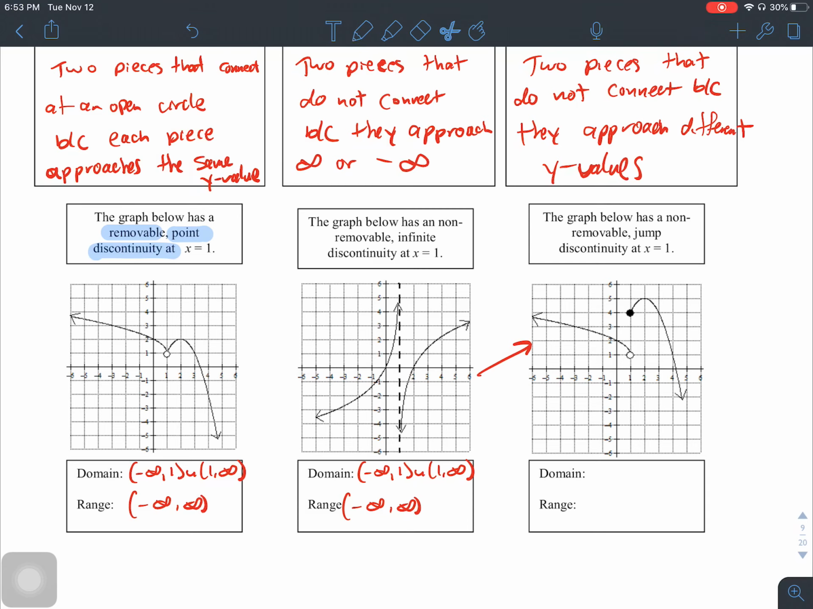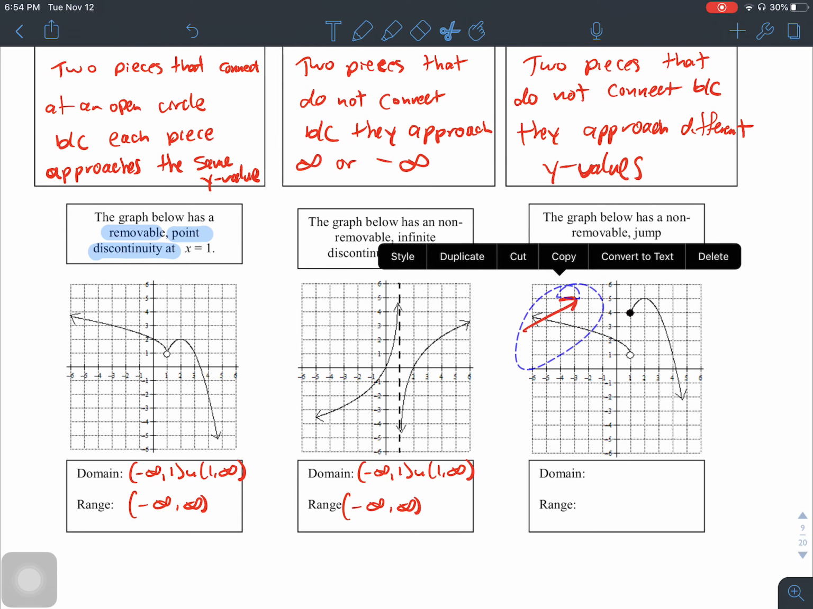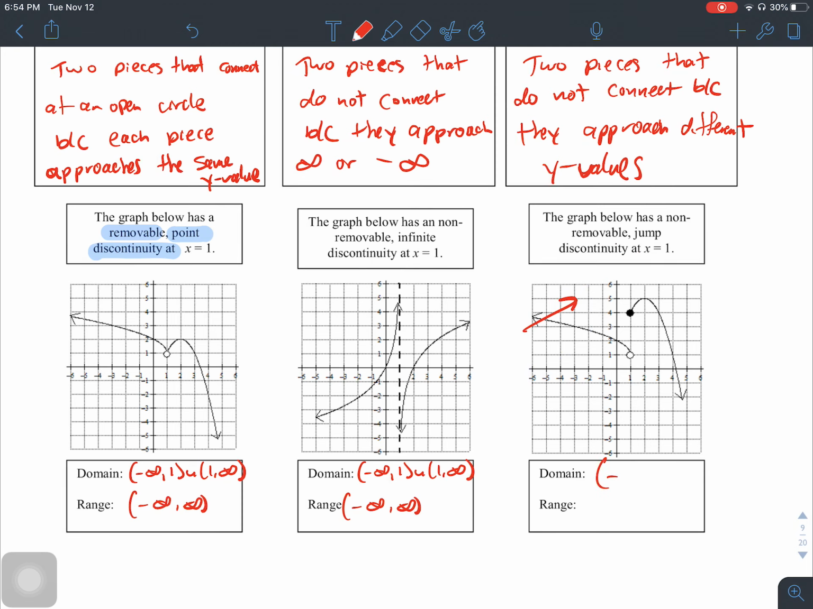The domain for this, well, all x values are accounted for as you go left to right. We're missing an x value of 1 here, but it picks it up again right here. So this domain is all real numbers. The range is also all real numbers, because if you start from the bottom and go up, every y value is accounted for as we continue through this graph. Nothing is missing.